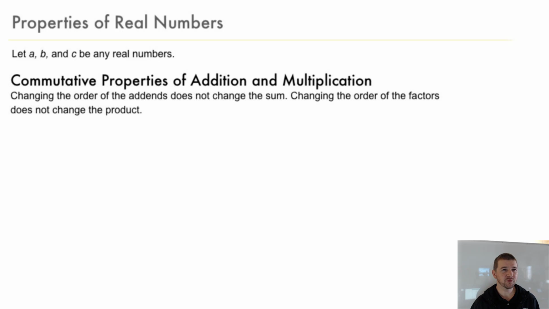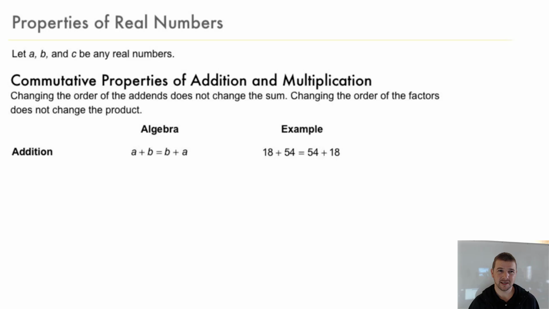First, the commutative properties of addition and multiplication. Changing the order of the addends does not change the sum. Changing the order of the factors does not change the product. The commutative property of addition, as A plus B equals B plus A. An example of this, 18 plus 54 equals 54 plus 18.